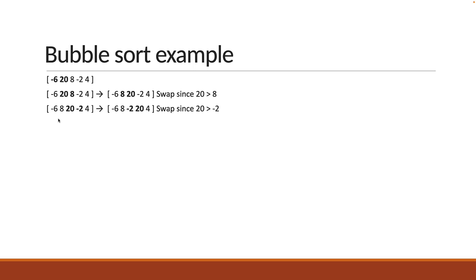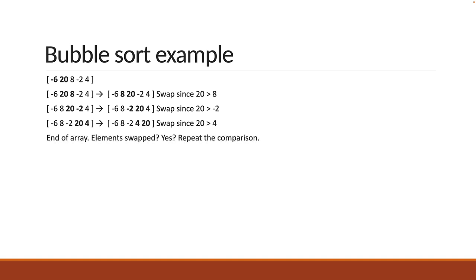Next, check if 20 and minus 2 are in order. They are not. Swap 20 and minus 2. Check if 20 and 4 are in order. They are not. Swap 20 and 4. We have now reached the end of the array. At this point, we check if elements have been swapped. If they have, repeat the comparison from the first index.